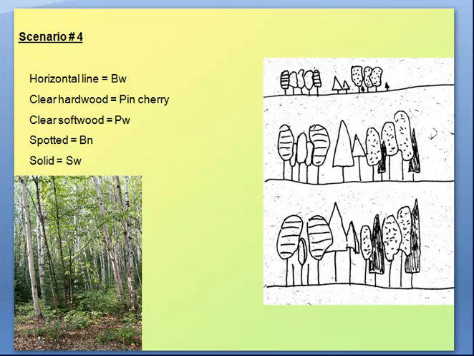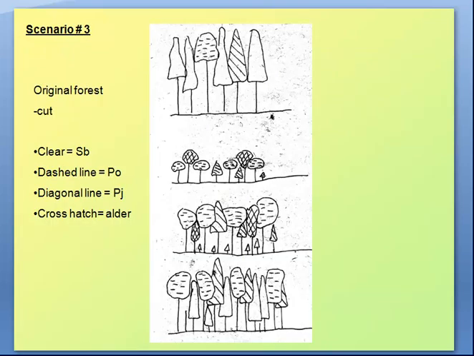Whoops, I didn't want to go that fast. Okay, so here in this little scenario, we have the original forest. The clear trees that look like these are supposed to be black spruce. The dashed tree is poplar, so that's a poplar. Okay, and what else do we got here? The diagonal line is jack pine, so that's jack pine.